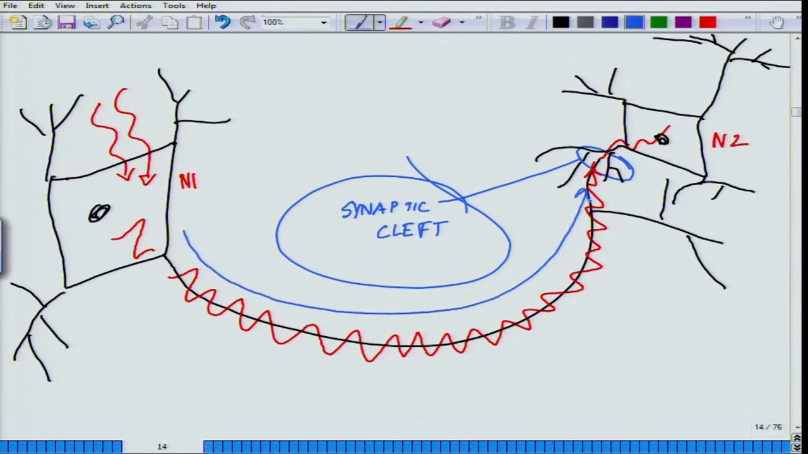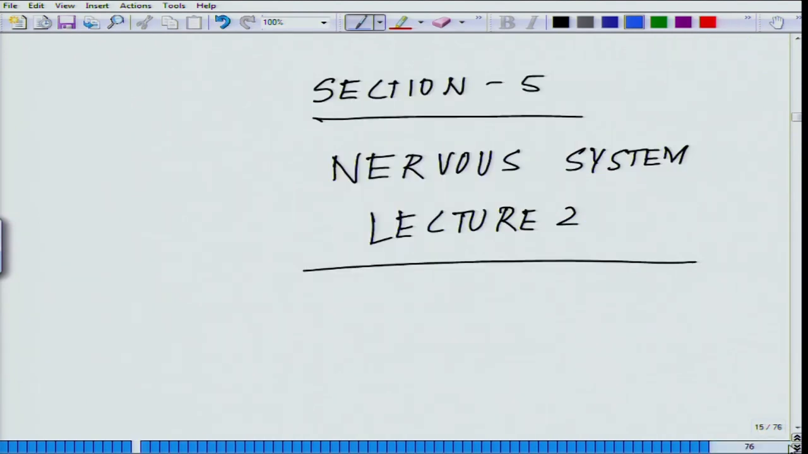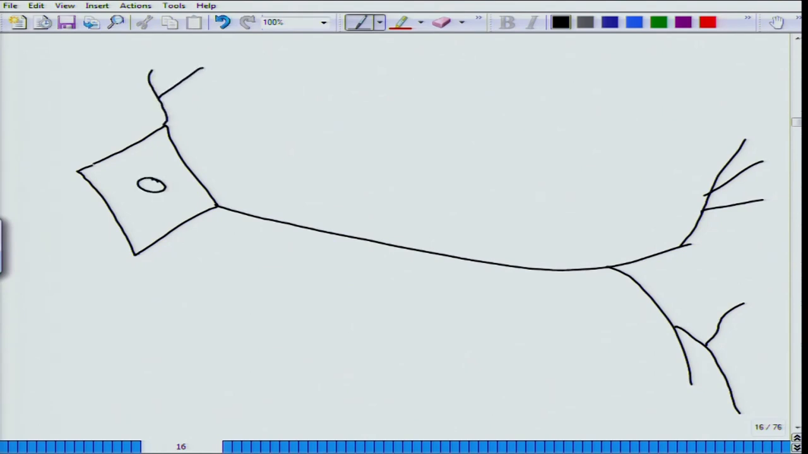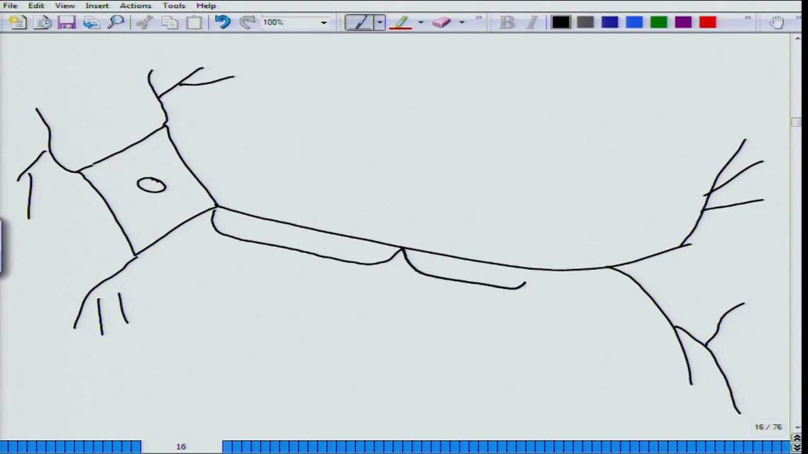At this point I will highlight one more thing. While I was drawing the structure of the neuron, I told you that there are some neurons which are like this. If this is the terminal where the message is transmitted to the next neuron, this is where the message is received by the dendrites. We talked about how some of the neurons have an insulated covering like this, which is called the myelin sheath.